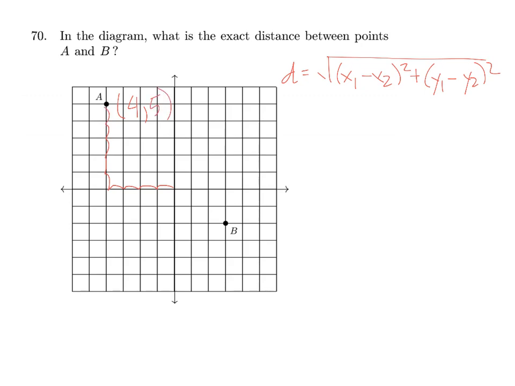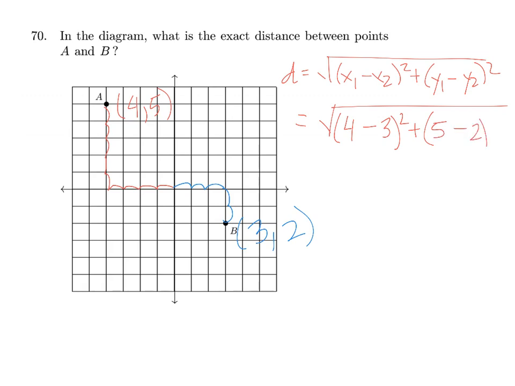Okay. And for B, I need to go right 3. I need to go down 2. All right, let's plug in these values. So I have x sub 1, which is 4, minus x sub 2, which is 3. Y sub 1, which is 5, minus y sub 2, which is 2.